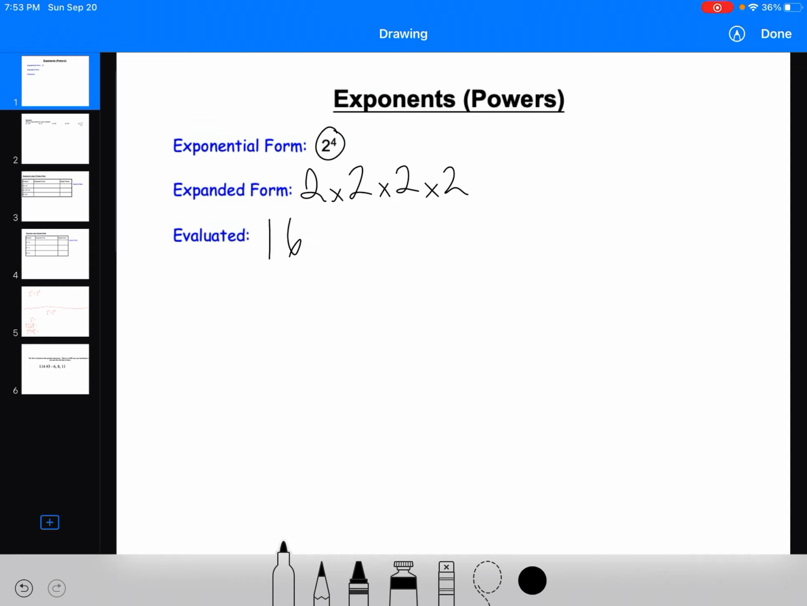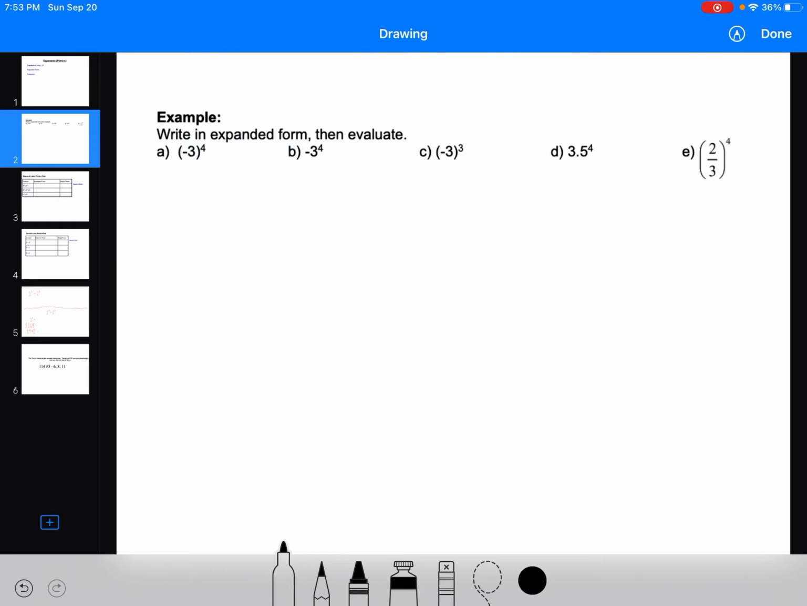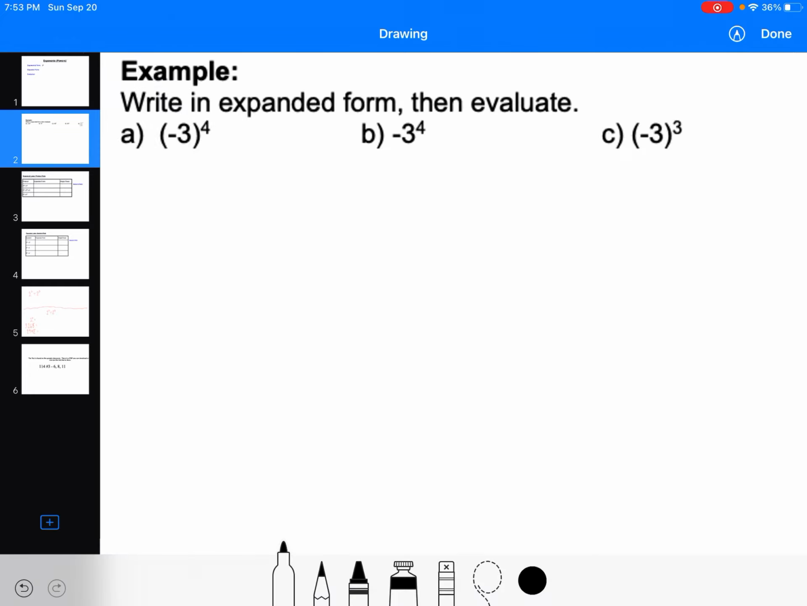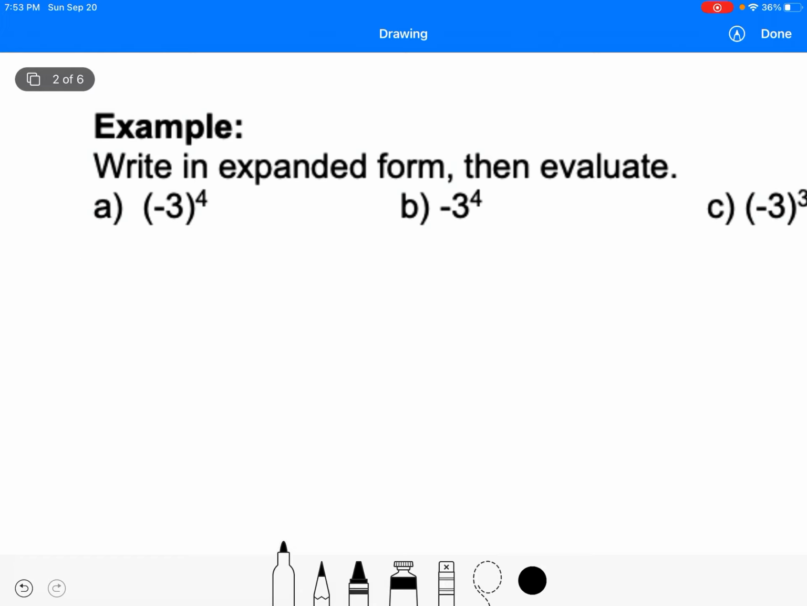Okay, so exponential form, 2 to the 4. Expanded form, 2 times 2 times 2 times 2. Evaluated is just evaluating the number. So a lot of the questions that we're going to look at, it's going to say write in expanded form and then evaluate. You really need to pay attention when you're doing these questions to answer the question that's being asked. So a question like this, where it says write in an expanded form first, this would be a 2-mark question. Okay, we're going to write it in expanded form, that's 1 mark. And then we're going to evaluate.